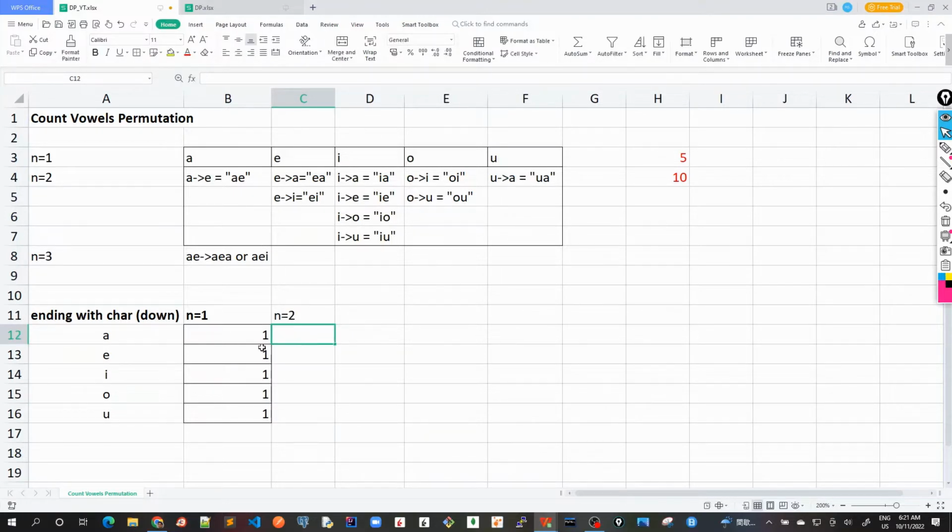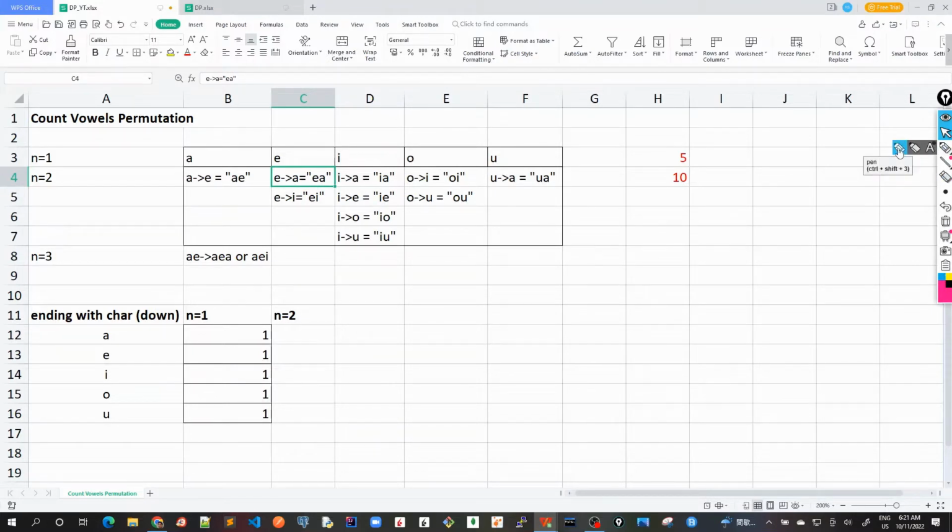We have to see how many strings for n equal to 2 end with A. As we discussed, for n equal to 3 and higher cases, it all depends on what the last character is, and based on that we create the new strings of the given length based on the rules for the last character only. So let's see for n equal to 2, how many strings end with A. Let's count it down first.